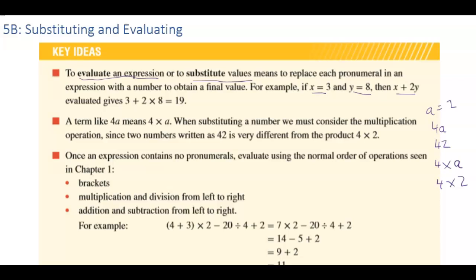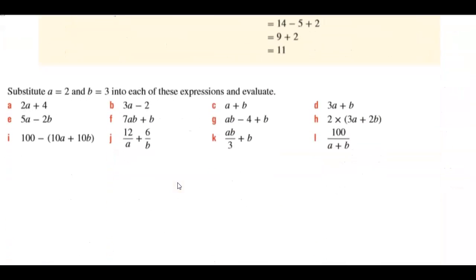All right, and lastly, once an expression contains no pronumerals, evaluate using the normal order of operations seen in chapter 1. Okay, so we do the brackets, then we do multiplication and division from left to right, and then addition and subtraction from left to right. So you can see in the example there. All right, I'm just going to scroll on to the questions.